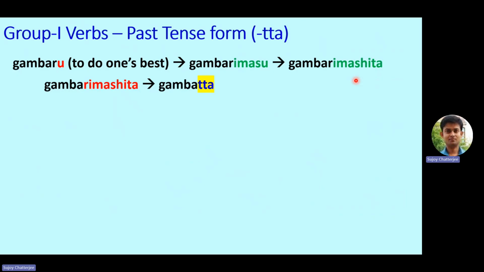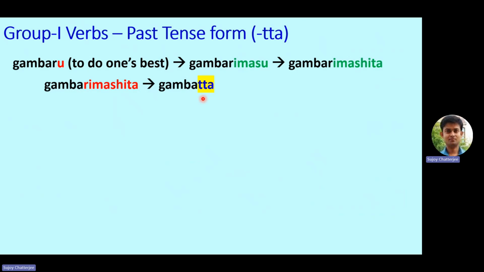Now, how to convert it to the plain form? That is the past tense of the plain form. That means what will be the past tense of gambaru? The past tense of gambarimas is gambarimashta. The past tense of gambaru is gambatta.